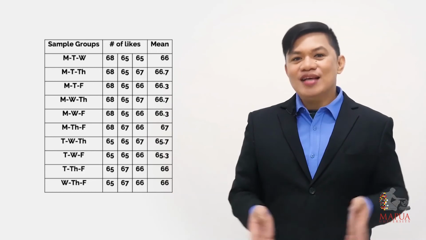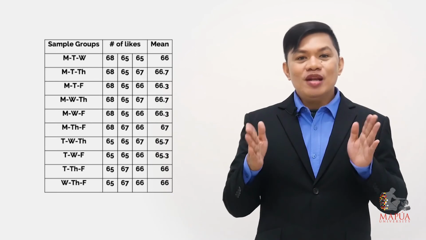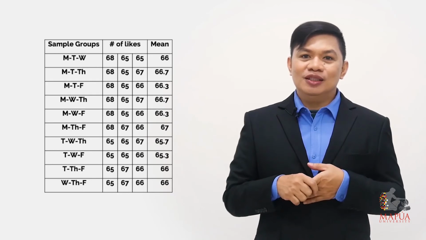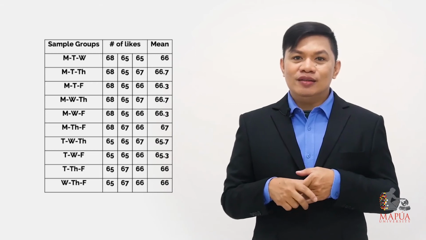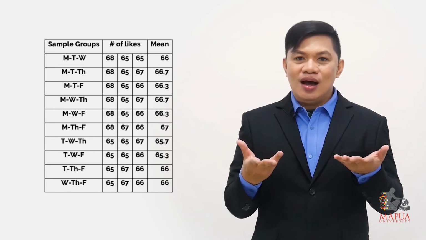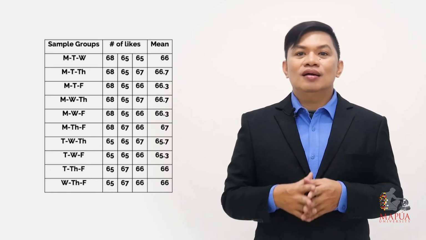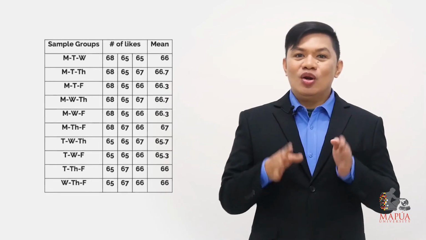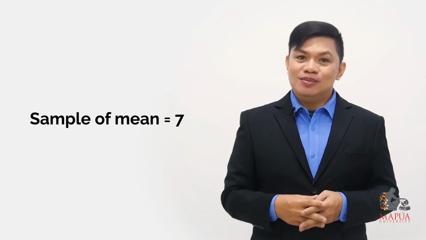Now I'll ask you, how many possible values of the random variable x bar can we have? Remember, in the first example, when we computed for the mean, we came up with 9 possible values of the random variable x bar. But in this particular case, how many possible values of x bar can we have out of the 10 groups that we have so far? In this example, we'll only have 7. Again, we'll only have 7 values of the random variable x bar.